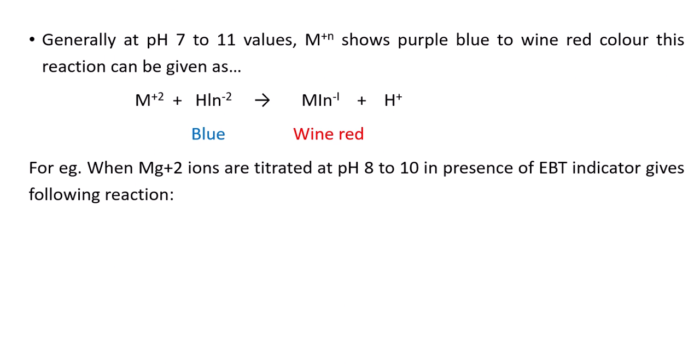See, we take one example, magnesium ion titrated with EDTA in presence of a buffer maintaining the pH of around 8 to 10. We get the reaction, say magnesium ion reacting with the indicator, it gives the magnesium indicator complex. This is the magnesium EBT complex which is initially red in color.